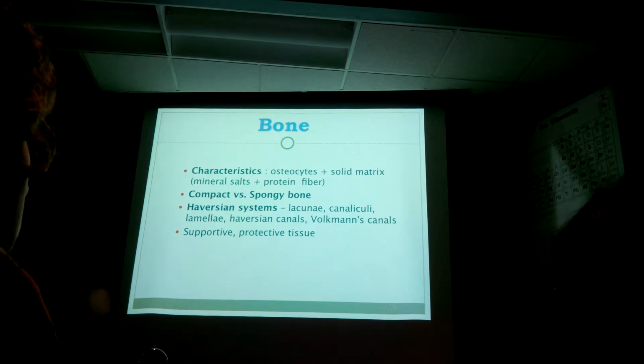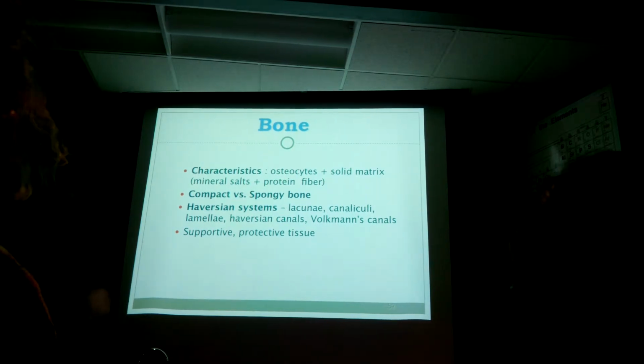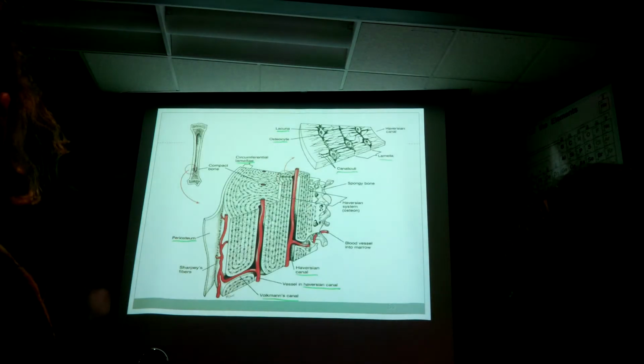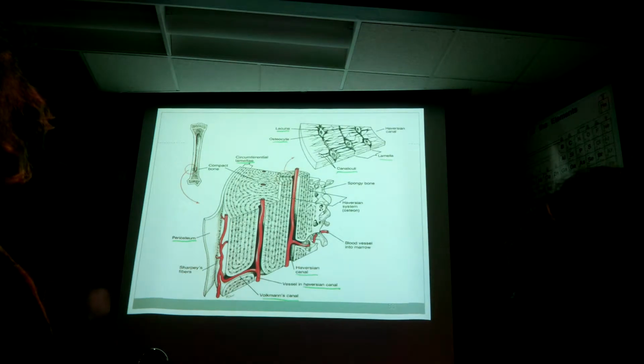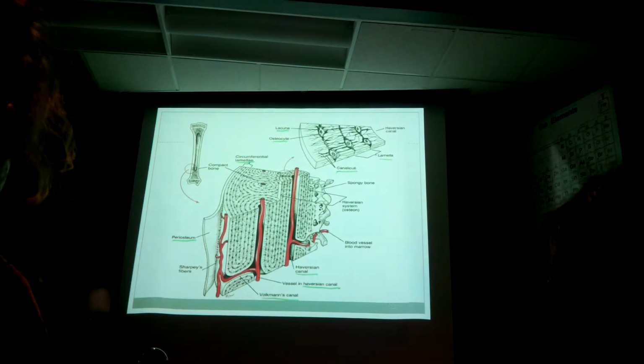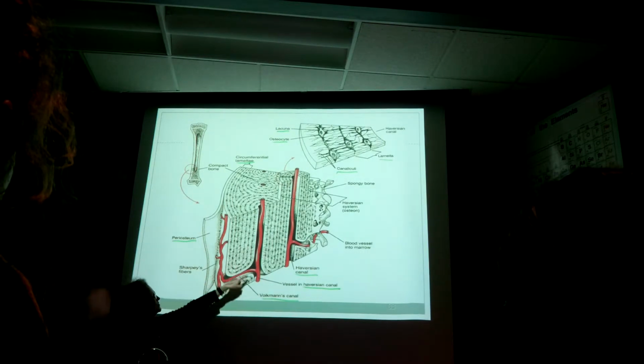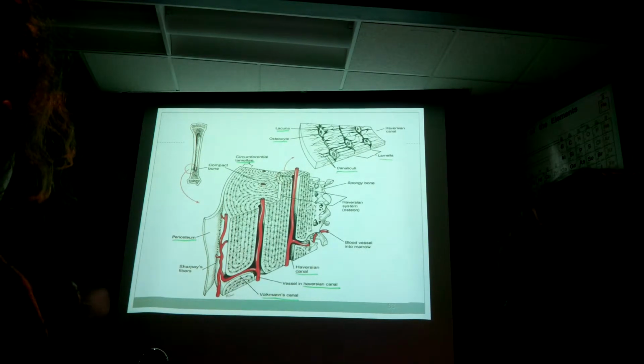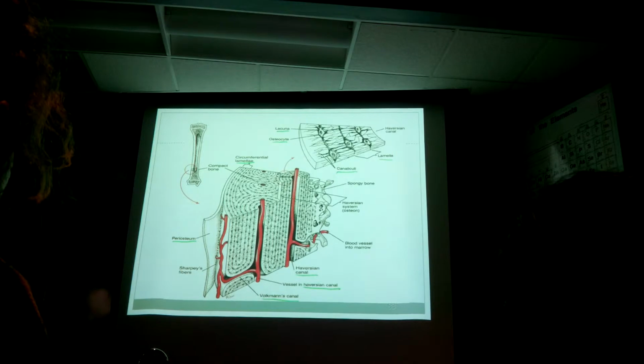If we didn't have our bones, we'd just be a pile, kind of a muddy pile. So here is a diagram of the microscopic structure of bone. This is called the Haversian system, where you see this blood vessel surrounded by the lamellae here, and then inside each of these lamellae you have the lacuna.